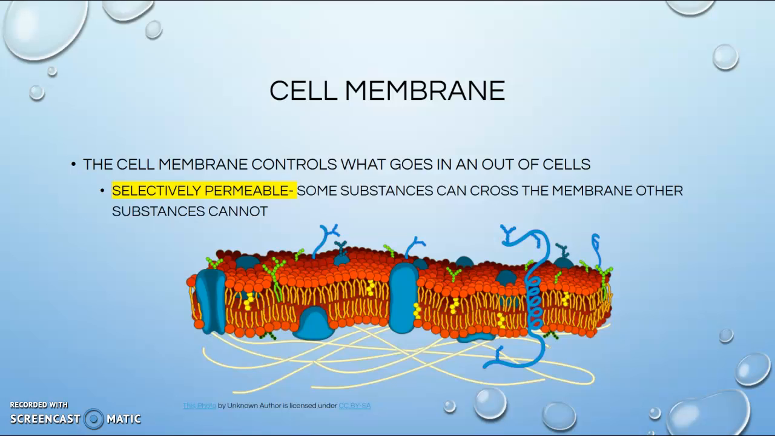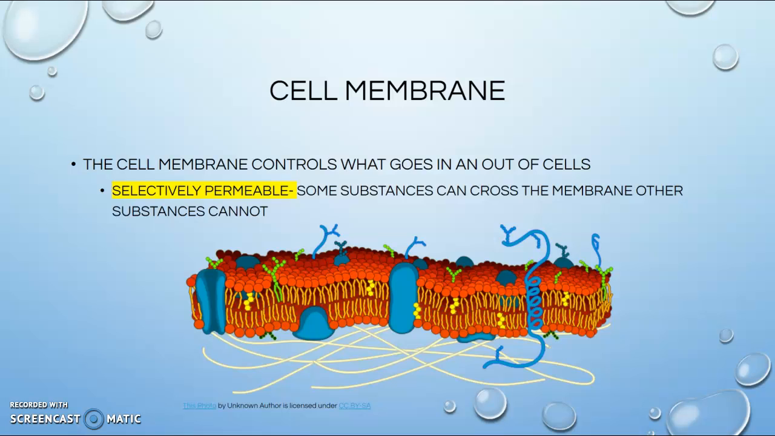So we started talking about cell organelles, and we focused on the cell membrane for the majority of last week. And if you'll remember, the cell membrane controls what goes in and out of cells. It's basically the border patrol. And the cell membrane is what's called selectively permeable. So selectively permeable means that some substances can cross the membrane and others can't. And usually it's related to their size.